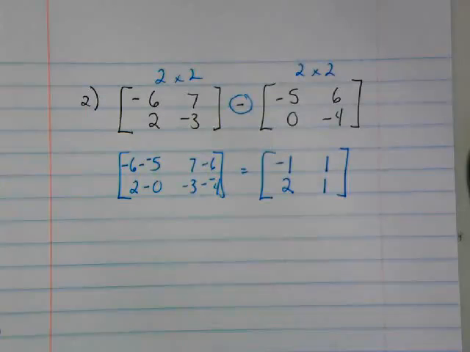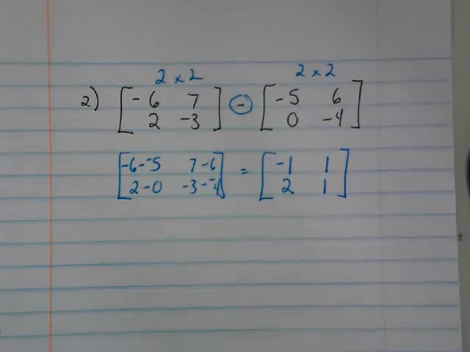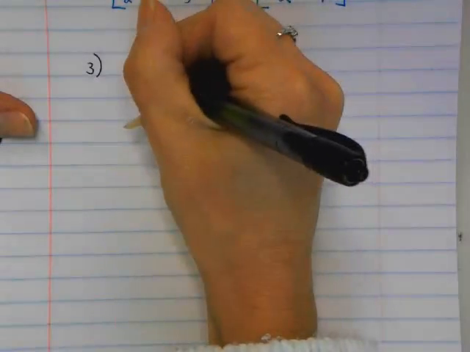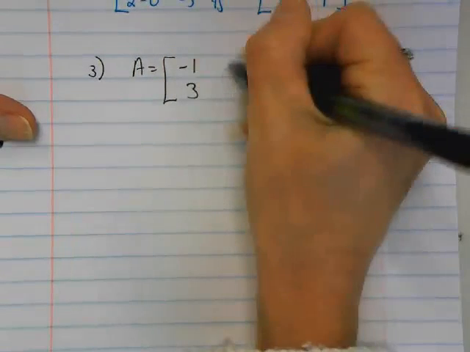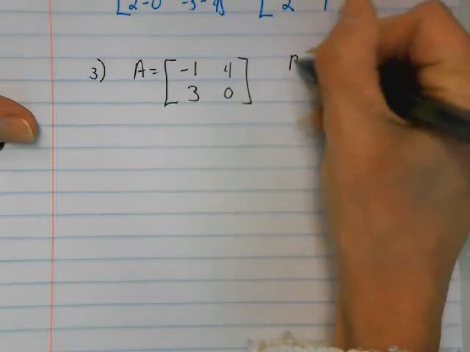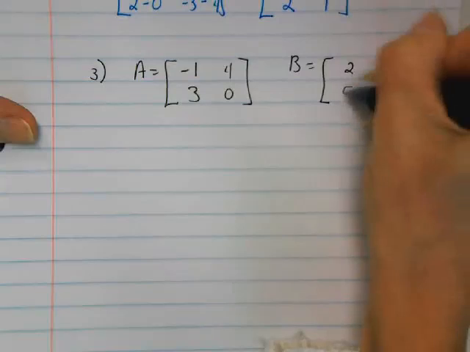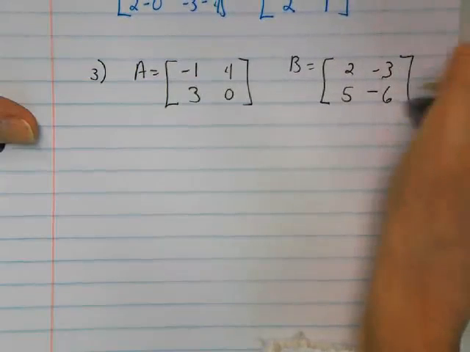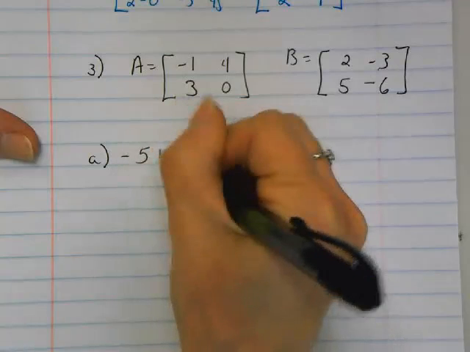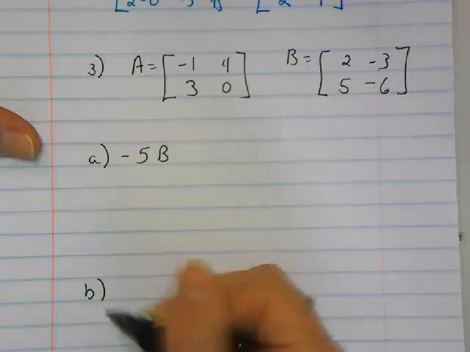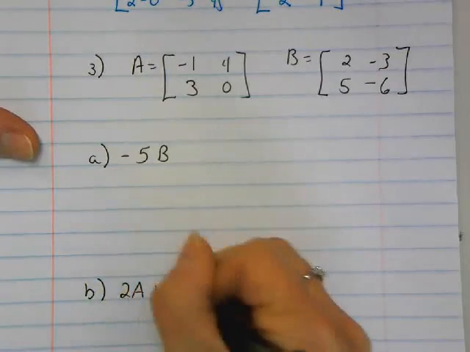Okay? Let's do a little bit of multiplication. I'm going to keep this all as one example. Let's say A is defined as -1, 3, 4, 0, and let B be defined as 2, 5, -3, -6. I want you to first do -5B. And then I'm going to have you do 2A plus 2B.